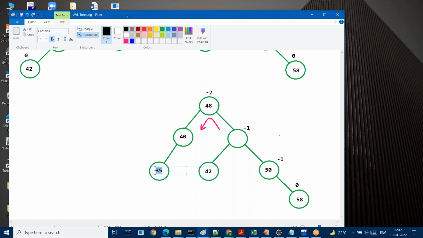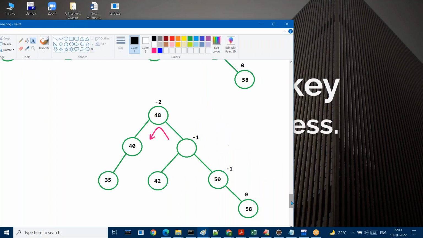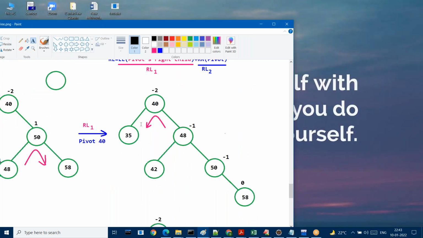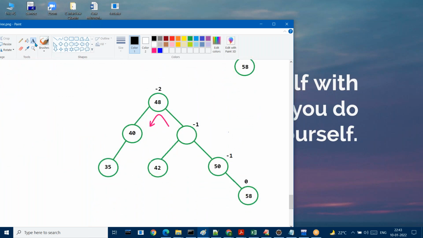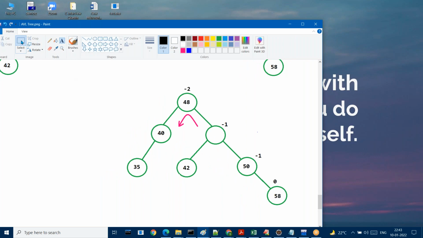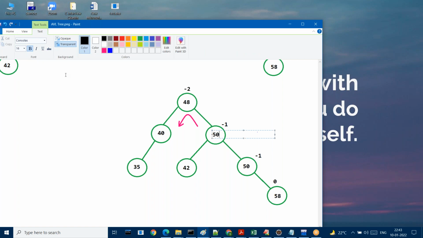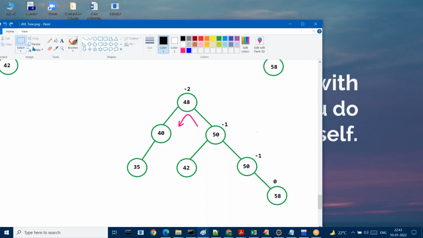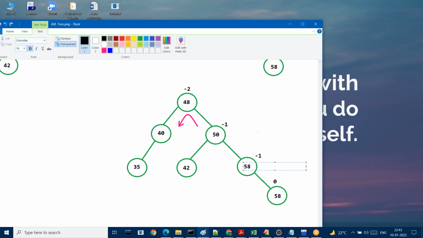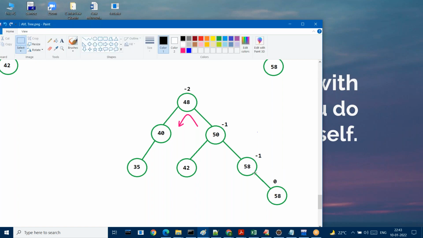Next, observe here. Sir, 48 came here, 40 and 35 go downwards. So once 48 comes here, guys, don't you think that 50 and 58 will also go one step upwards? 50 and 58 will go one step upwards. Sir, that means this is 50, na? Yes. Sir, this will be 58, na? Yes. Done, sir. This is gone.